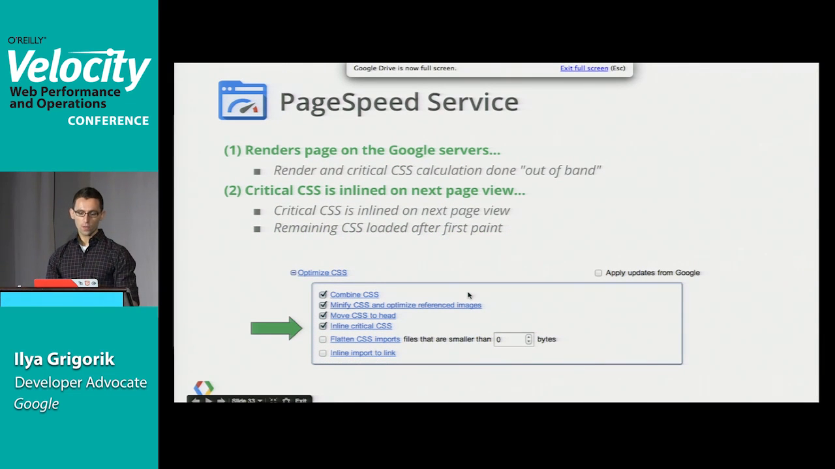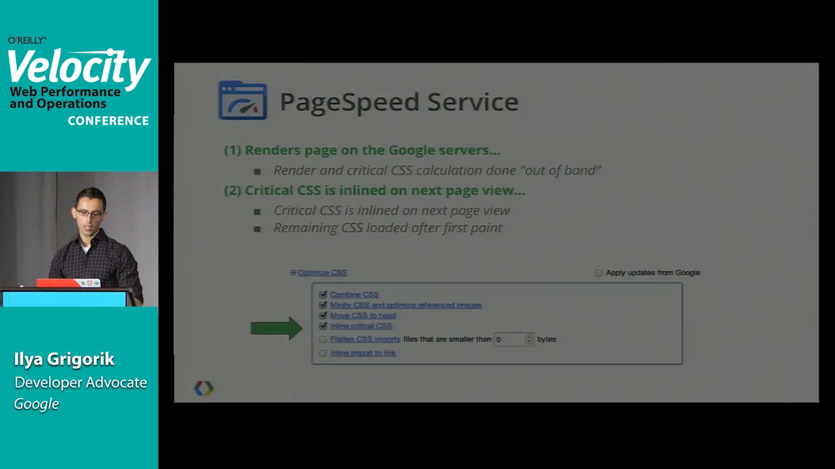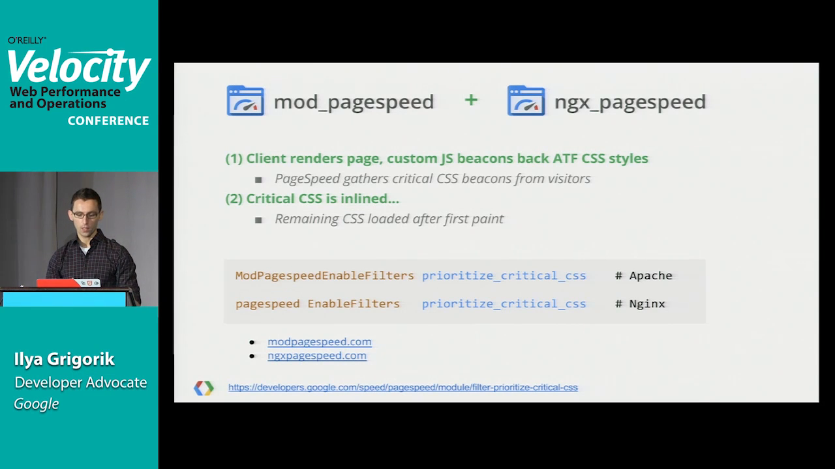Now, that's PageSpeed Service, right? You're welcome to try. This is a product that we have in beta, but you can also use our open source tools. And we actually have prioritized critical CSS filters in both our Apache and Nginx modules, which are both open source. And they will do effectively the same thing. They actually use a slightly different mechanism.